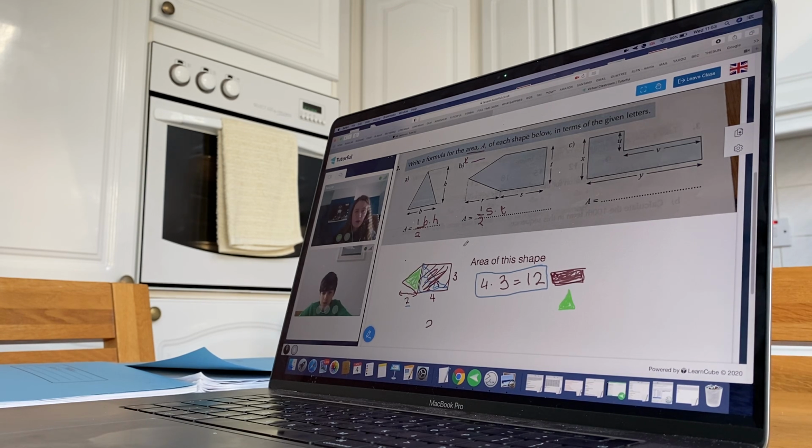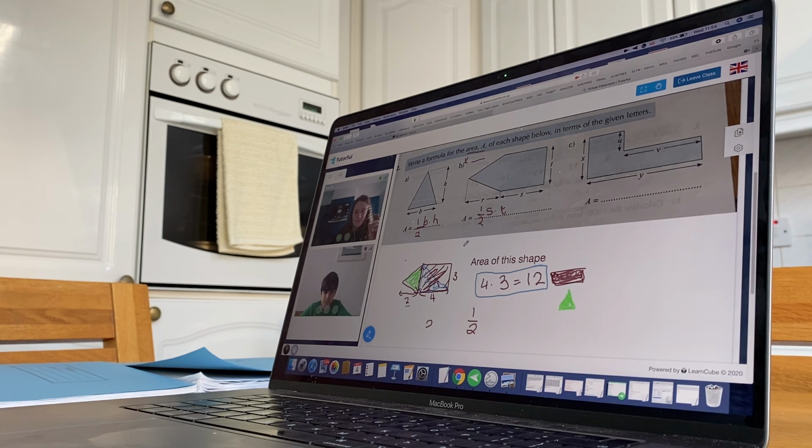We've just done, in part A, the formula for the area of the triangle. It's a half times the base. What's the base of this triangle? Not 4, because 4 is the length of this side of the square. It's 3, this is 3.